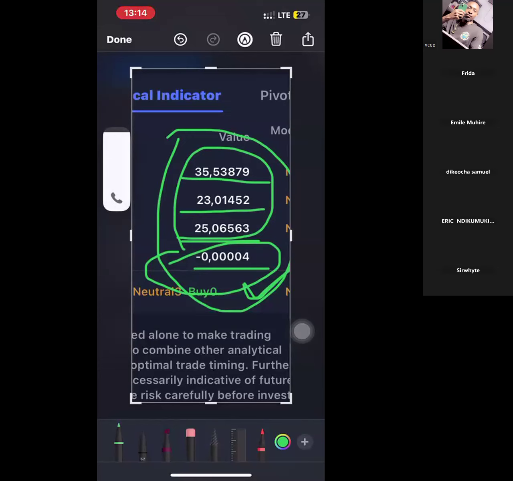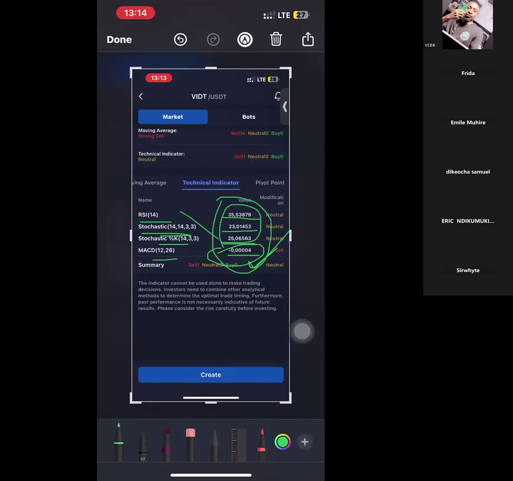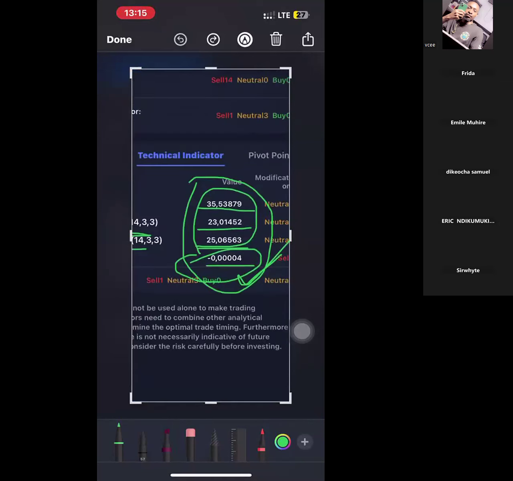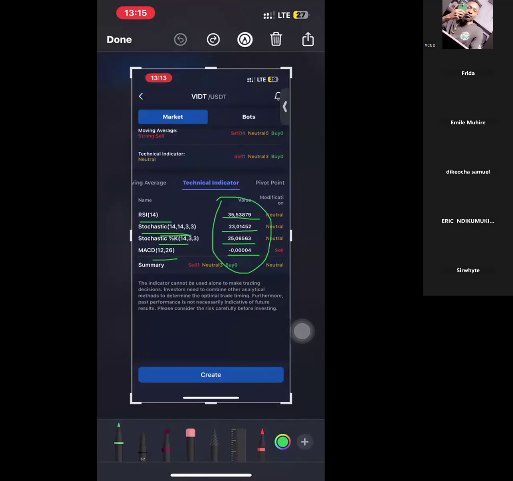They must be 20 or below. Now we see that the first one is 35, the second one is 23, and the third one is 25, which means this coin is not qualified. We must look for one that meets all these criteria. We must look for one that meets all the criteria at once, not like three of it meets the criteria.